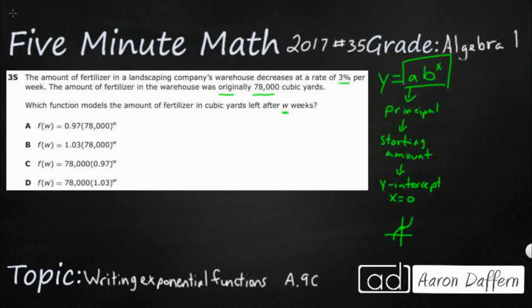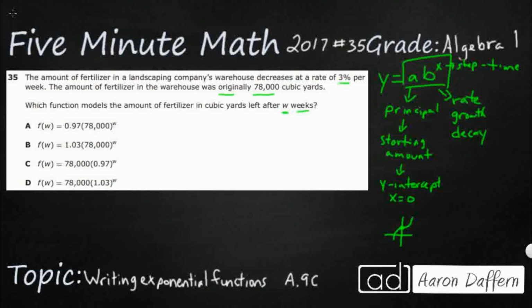It is our starting amount. b here is going to be our rate. Depending on the context, it's either going to be a growth rate or a decay rate, whether it's increasing or decreasing. And then your x is going to be your steps. Typically, it's going to be some type of time frame. And so we've got weeks here. Could be days. In bacterial growth, could be years. If we're dealing with compound interest, it's some type of step there.